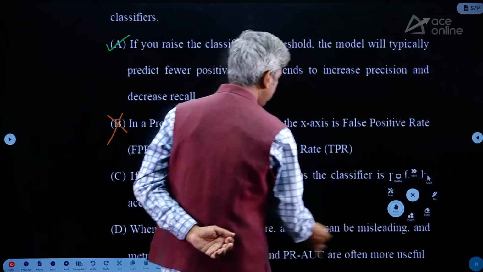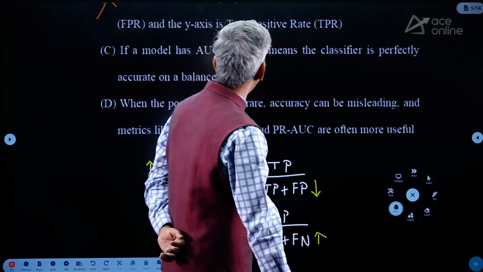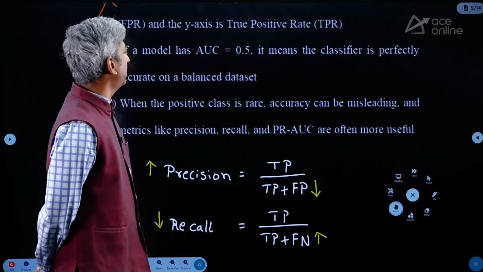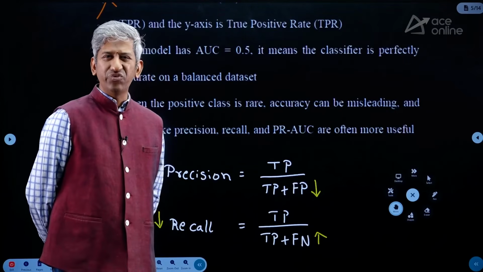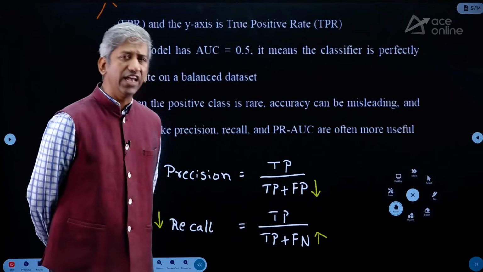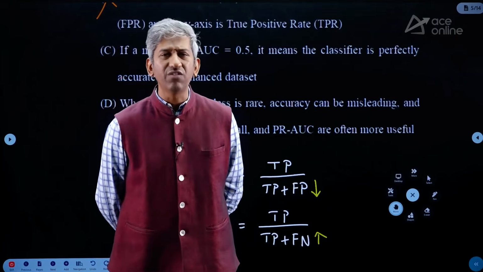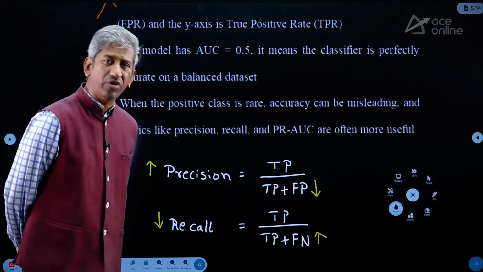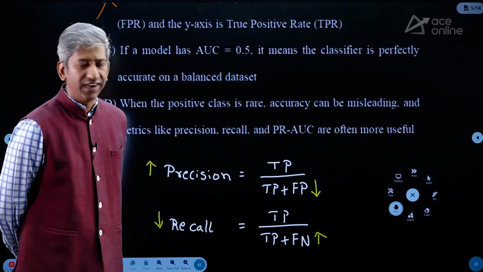Next, coming to C. If a model has AUC equal to 0.5, it means the classifier is perfectly accurate on a balanced data set. AUC equal to 1 gives you always the best performance. The model with the highest AUC will always be considered the best model, and AUC equal to 1 is an ideal scenario. Whereas AUC equal to 0.5 will be considered a random classifier.